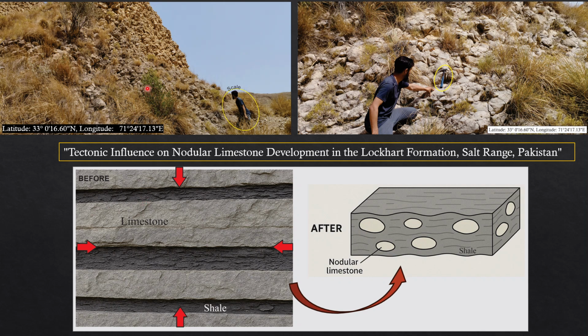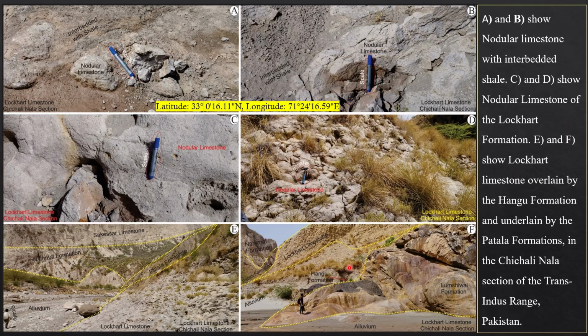Basically, in the Chichalina section the Lockhart limestone is nodular. Why is it nodular? Because firstly it was thickly bedded shale and limestone, but due to the compressional forces it became nodular. Shale is overlapping around the nodular limestone because the limestone reduces the stresses, but shale does not accommodate the stresses. So that's why the shale is overlapping, but the limestone is nodular.